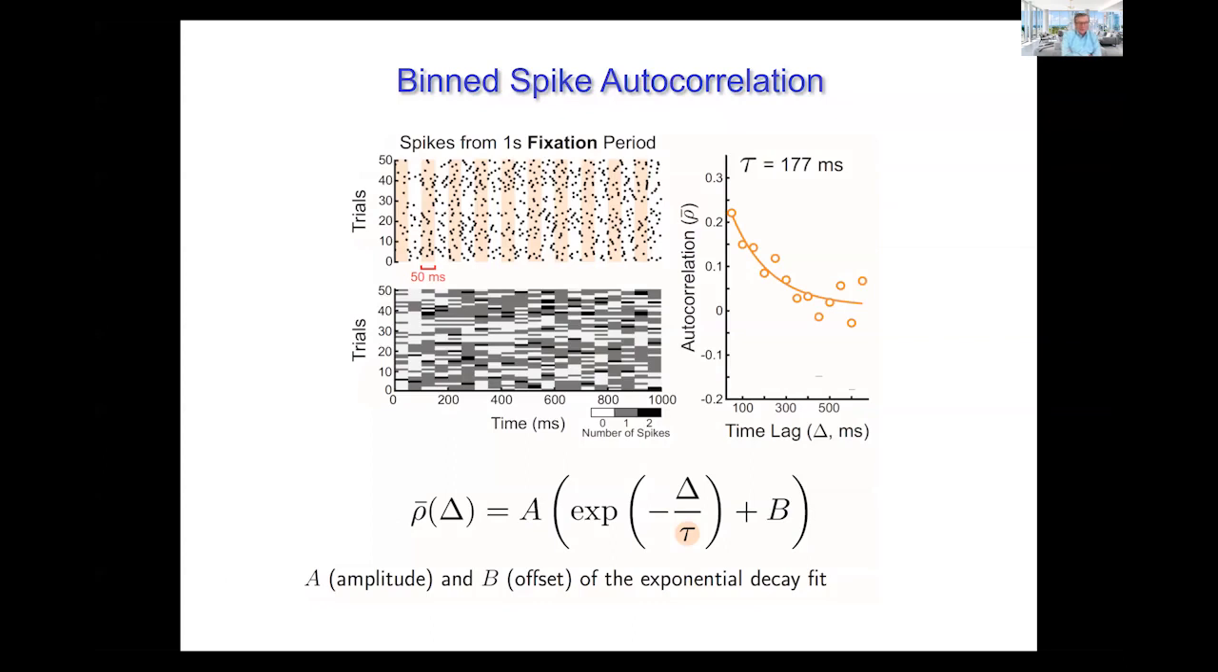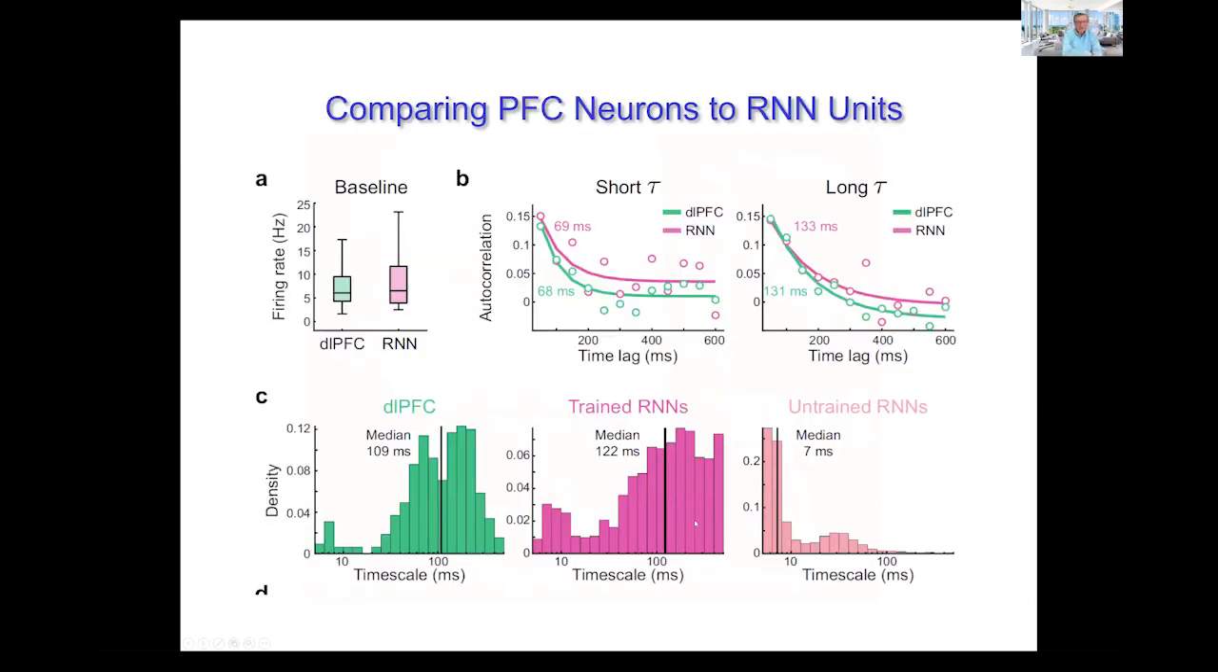And we wanted a metric that we could use for assaying the similarity or difference with the recorded data. And so we used the autocorrelation, which was a measure that they introduced. So the idea is you bin it in 50 millisecond bins, and for each neuron, you count the number of spikes per bin. And that's shown here, 0, 1, or 2. And then you take the autocorrelation of the binned data, and here's what it looks like. It falls off with some time constant, in this case, 177 milliseconds. And we use that as an assay.